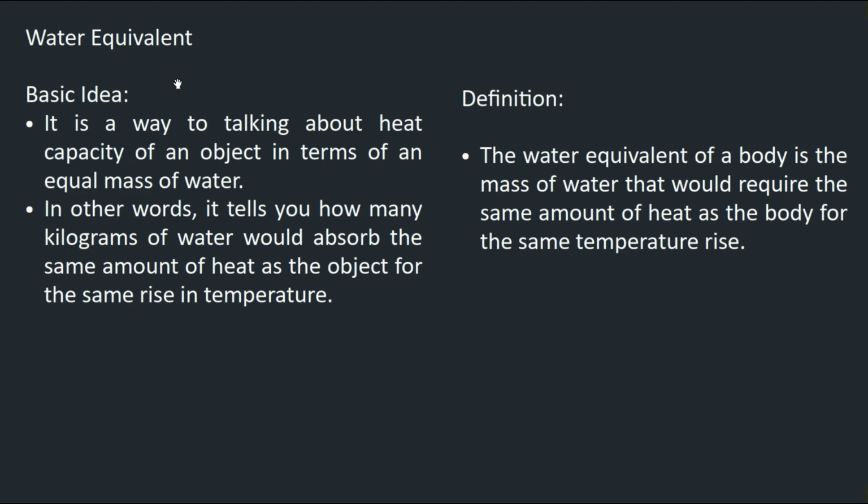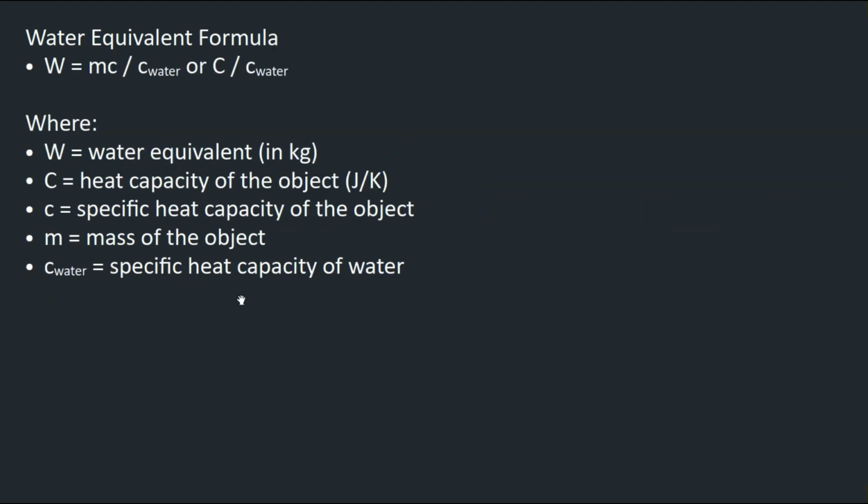So the idea here is the use of water. Why do we end up using water? Because again, go back to the same reason. Water is important for us. It's something that we understand and we use day in, day out. Of course, we don't understand it completely, but we're used to it. If we talk about water, every person on the surface of the earth can understand water. So the water equivalent of an object is the mass of water that would require the same amount of heat as the body for the same temperature rise. That's the official definition.